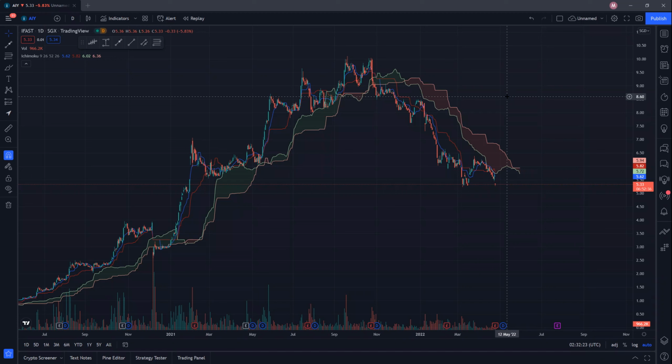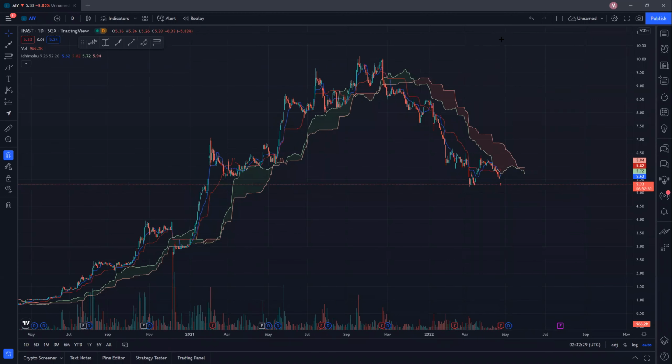Do note that I do not provide any buy or sell calls, but focus on potential traps laid out by the market makers. Without further ado, let's take a look at iFast.